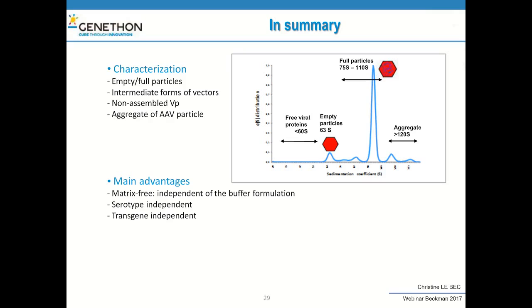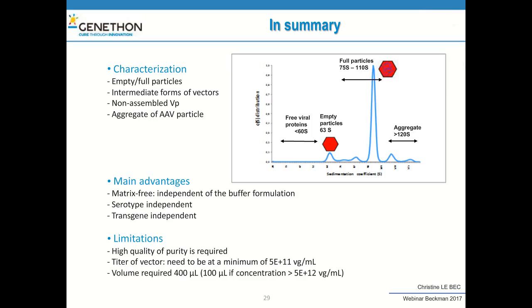So the main advantage of this method is that it's matrix-independent: it's independent of the buffer formulation, of the serotype, and of the transgene. You can run any different product in one assay. The limitation is that a high level of purity is required. You need at a minimum 10 to the 11 Vg per ml, and the volume required is 400 microliters at maximum. The minimum is 100 microliters.